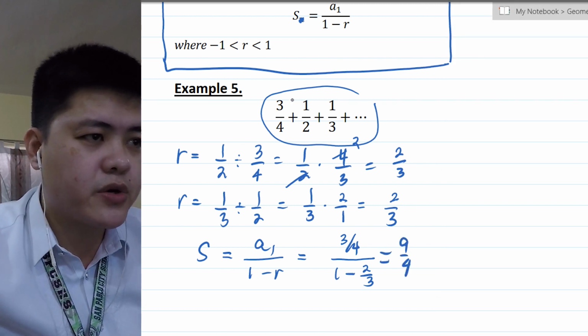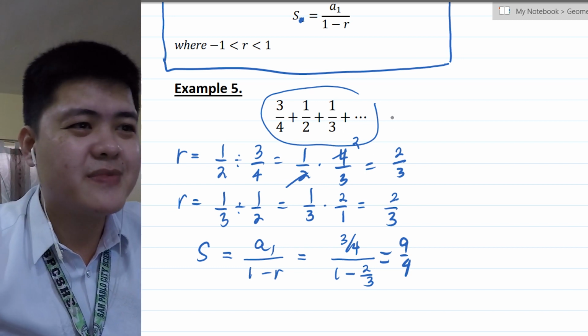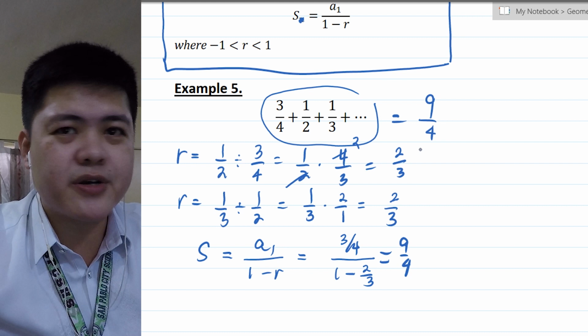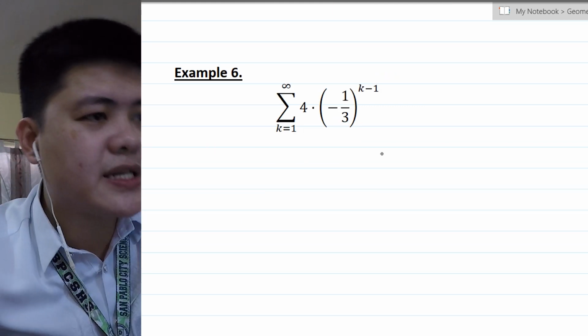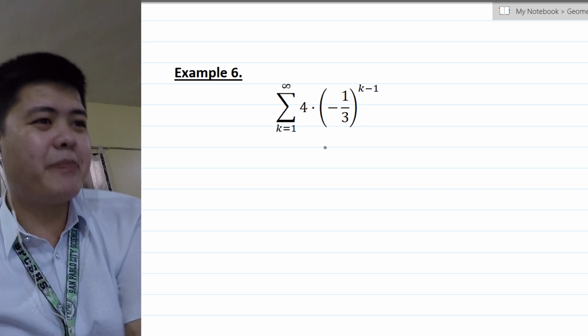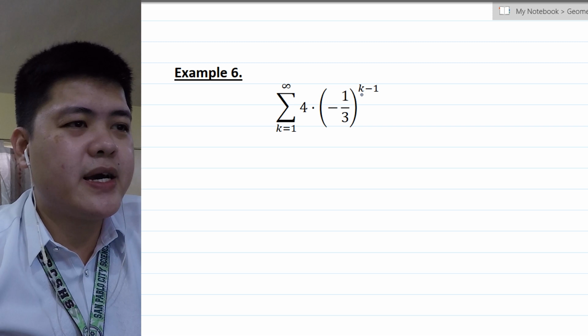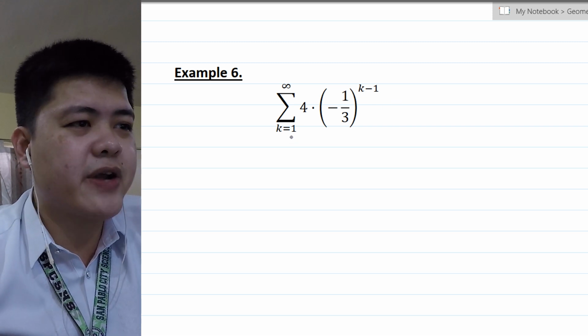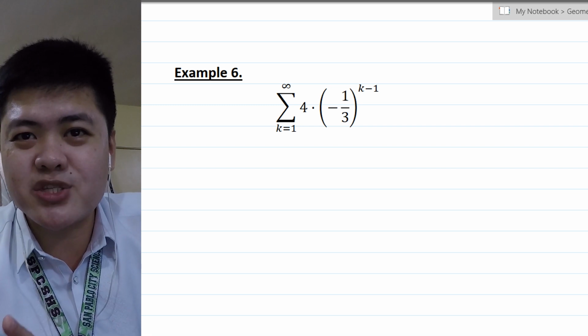9 over 4. So if you have 3/4 plus 1/2 plus 1/3 plus up to infinity, that's equivalent to 9 over 4. Okay? Let's have number 6. We have this ugly summation. It's 4 times negative 1/3 raised to k minus 1 as k runs from 1 to infinity. Check muna natin kung pasok to sa infinite geometric sequence.